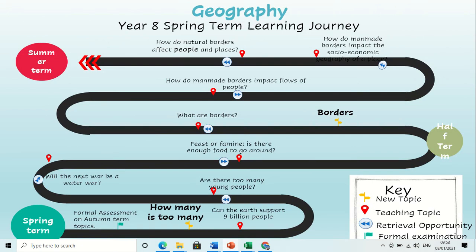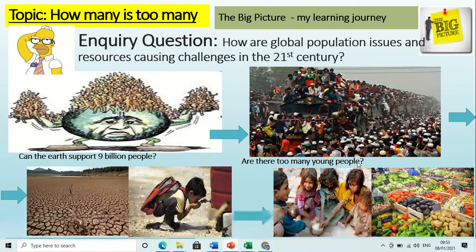Okay, so this is our Year 8 spring term learning journey. We're still asking ourselves, can the Earth support 9 billion people? And we're still looking at analysing and being able to describe population. And again, this is our unit big picture. Can the Earth support 9 billion people?